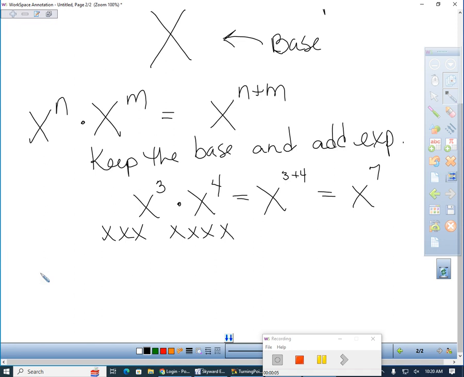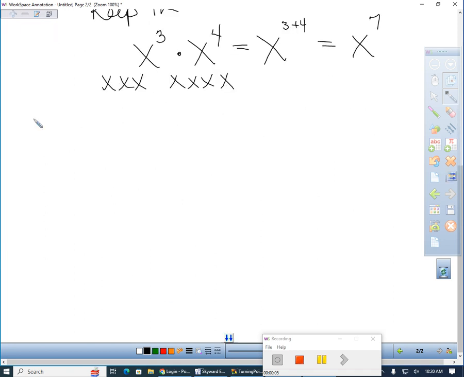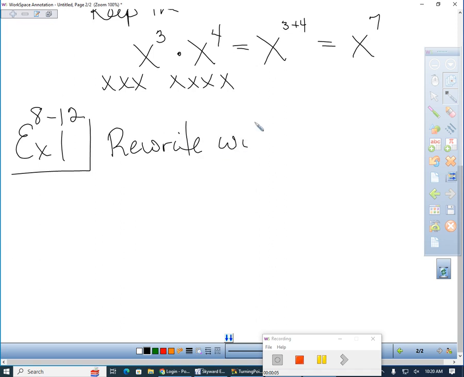So in the first section, we're going to start off with an example of the first section. In the first section, example number 1, I simply want you to keep the base and add the exponents. So I don't want you to simplify or evaluate it any further than that. All right, so for 8 through 12, rewrite with one base.